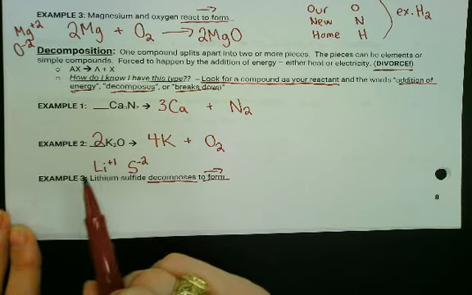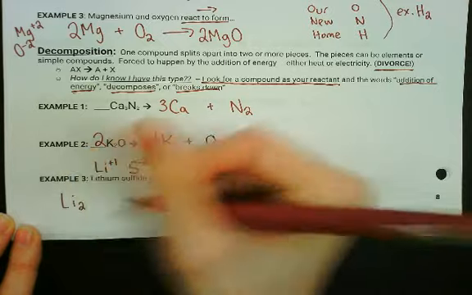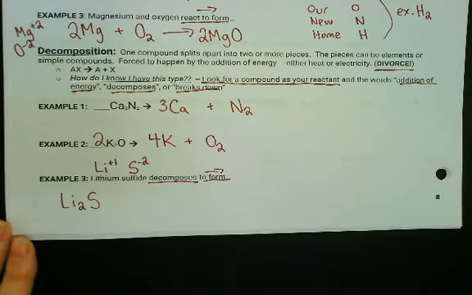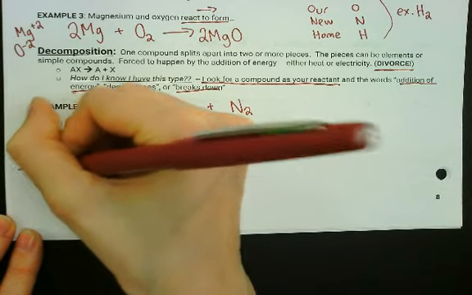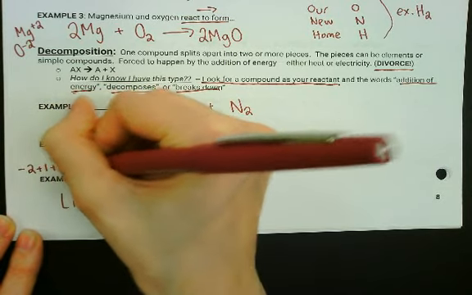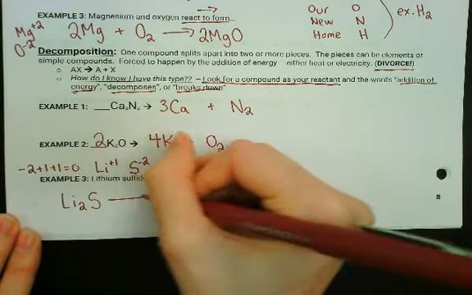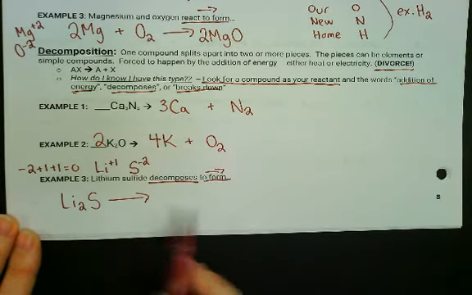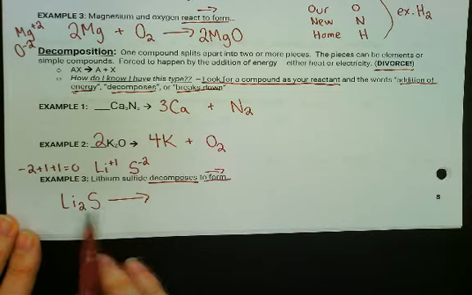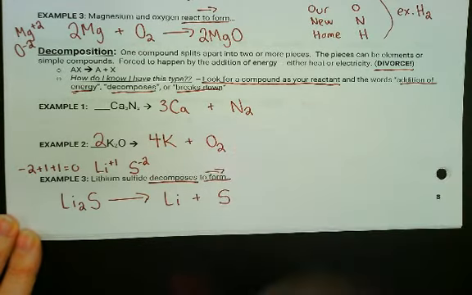So again, I'm going to use my crisscross method. That's going to leave me with 2 lithium and 1 sulfur. Again, if you need to do that workout and see that -2 and the 2 +1s are going to cancel to 0, that is fine. I just used the crisscross method. So we're going to draw our yield arrow and figure out our products, what we're going to decompose into. So lithium sulfide, we're going to split up the lithium and the sulfur.